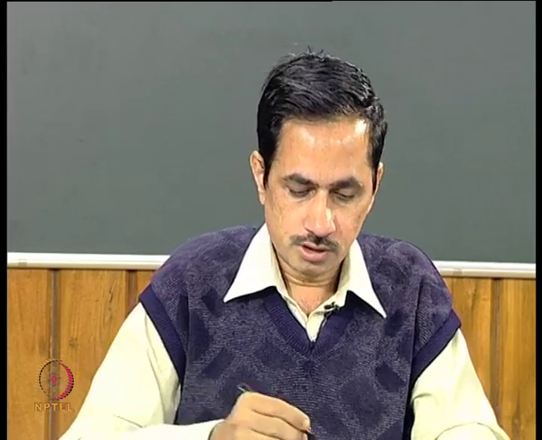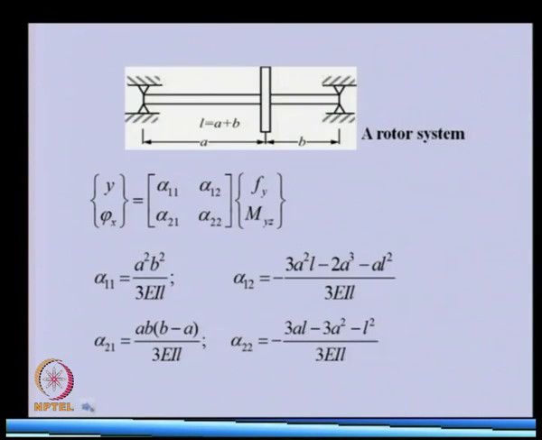Now, we have seen the basic concept of the influence coefficient method. With this method, we can analyze not only the free vibration but also the forced vibration. Now, through some simple examples, we will see how this method can be applied to obtain the natural frequency of the rotor system, or critical speed of the rotor system. For this particular case, we have considered a very simple rotor like this. This is a simply supported rotor system.